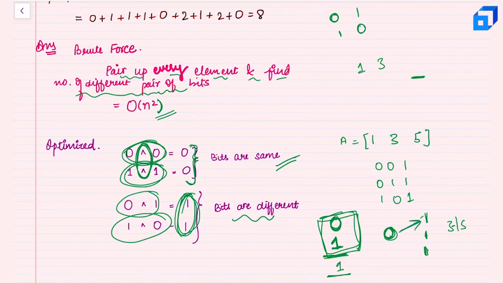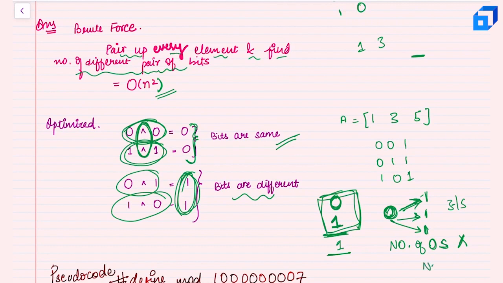So now I know I want to find the different bits. So I'll be pairing up different bits, right? I'll be pairing up 0 and 1. 0 and 0, and 1 and 1 won't be of use to me. So I'll be pairing the 0 with this one, then the 0 with this one, then the 0 with this one. Essentially, what am I doing? I am trying to find how many zeros there are.